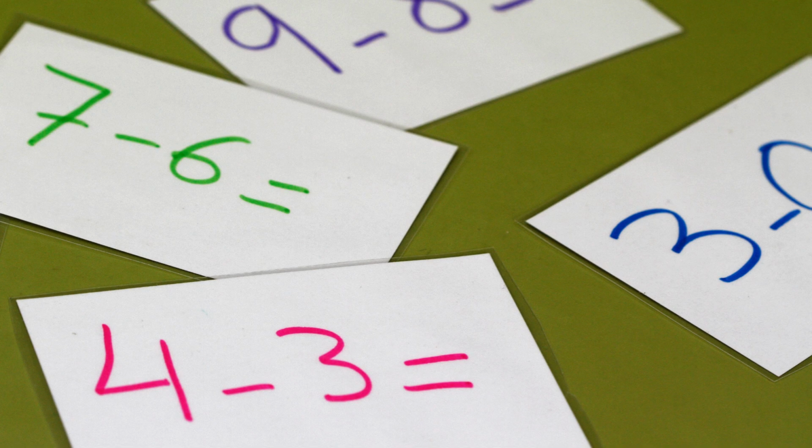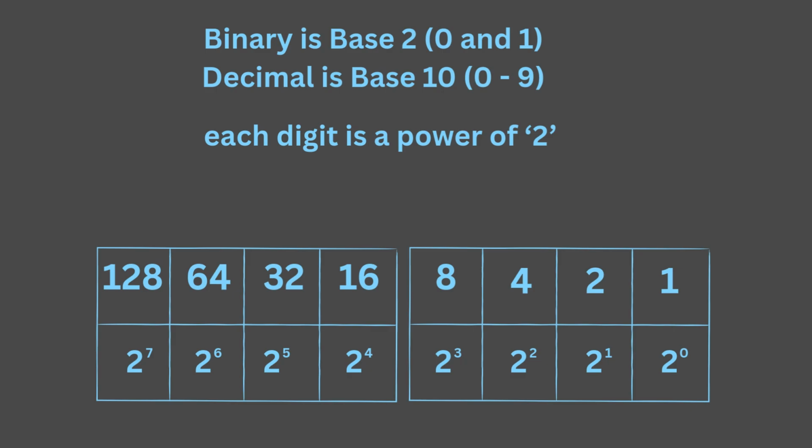So binary is base 2 because it uses 2 digits, 0 and 1. Decimal is base 10. It uses 10 digits, 0 through 9. In binary, each digit or bit is a power of 2. If you don't remember back to junior high math, here's a chart to help you.